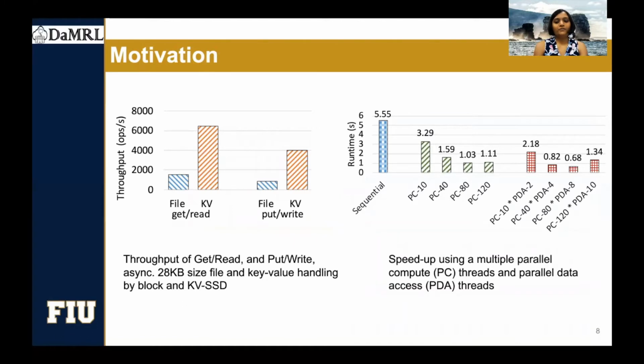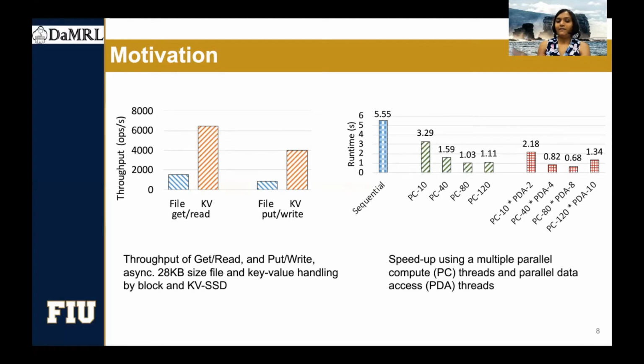These are snapshots of some of the results that actually got us thinking in this research direction. First, on the left, we see the throughput, where higher is better on the y-axis. KV-SSD is able to achieve higher throughput both for reads and writes, or get and put operations, when compared to file-based operations on a block device. On the right-hand side, we see that when we increase the number of parallel compute threads, as we expect, the y-axis is runtime, so lower is better, compared to sequential runtime with more parallel compute threads, we are able to reduce the runtime. But eventually with around 80 to 120 parallel compute threads, the performance saturates.